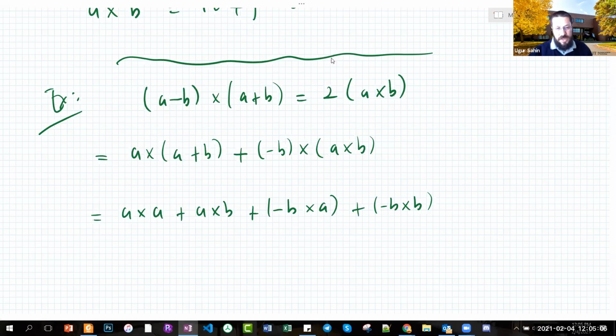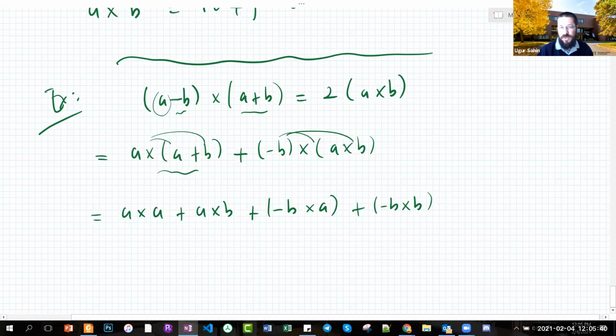Can you help me at this step, guys? Now, as you see, I just distributed. I can distribute first the A times A plus B, and also negative B times A plus B. I can distribute one more time. Still, this is the distribution of cross product over addition. That's what I do here.